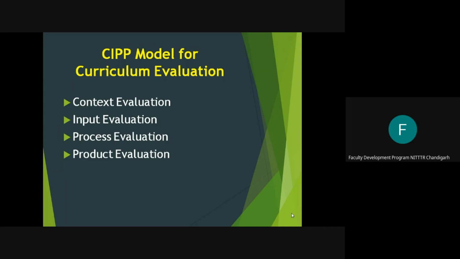C stands for context. I stands for input. Then after input, we have process evaluation.